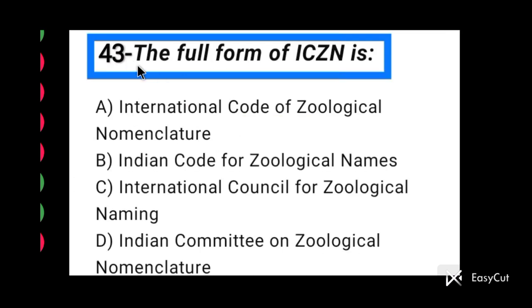Question number 43. The full form of ICZN is International Code of Zoological Nomenclature. Option A is correct for question number 43.